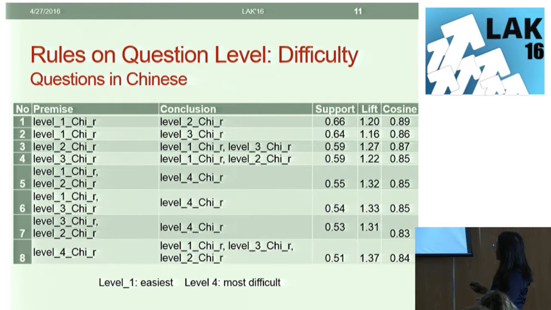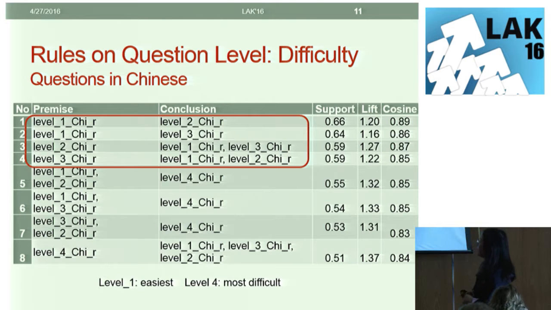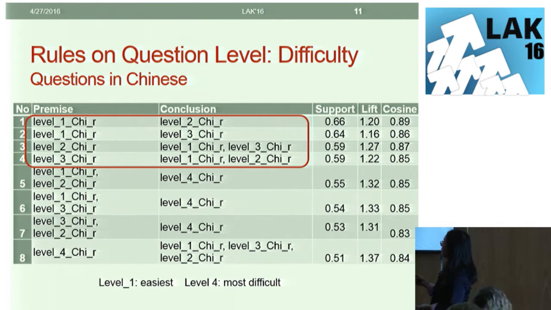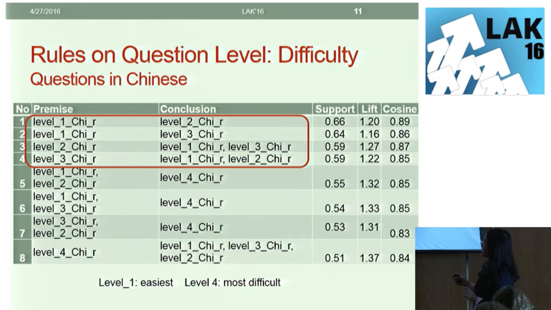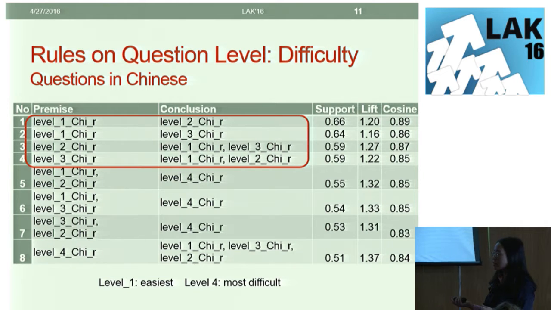Okay, then let's see. This group of rules actually gives us a symmetric relationship among those levels of questions, which means for level 1, 2, 3, whichever level you answer correctly, you will get the other levels correctly. So it's actually symmetric. What this tells us is that level 1, 2, 3 Chinese questions are not distinguishable by the students. Whichever one you answer correctly, you will answer the other ones correctly. So this signifies that the design of the questions may not be very suitable for the students, because these 3 levels are supposed to have different difficulty levels, but to the students, they are not that difficult, and they are all at a similar level.